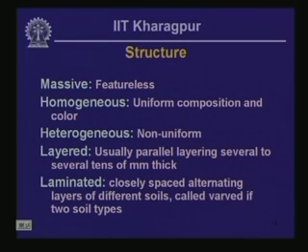It could be homogeneous. Homogeneous is relatively uniform in composition and color. It could be heterogeneous, which means non-uniform in composition and color. It could be layered. There could be parallel layering, or the layers could be pinching or thickening in a particular direction, or there could be laminations. These indicate very closely spaced alternating layers of different soils. If you have only two different types of soils in terms of grain sizes, then laminated soils are called varved soils.